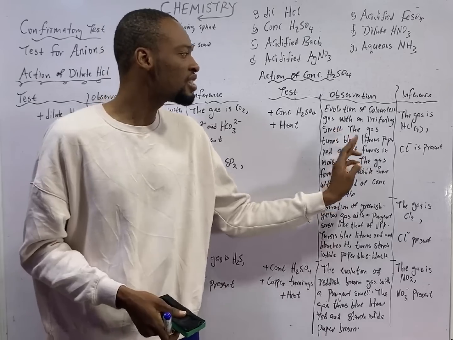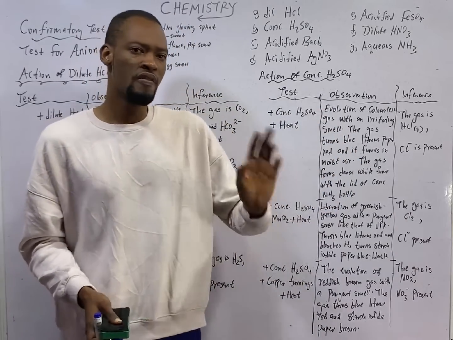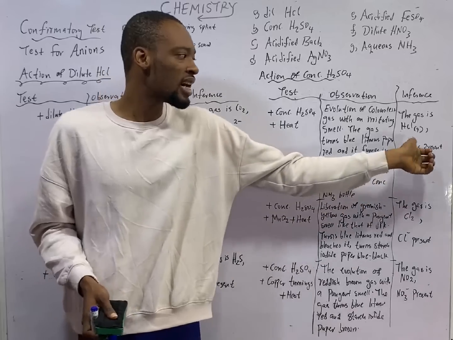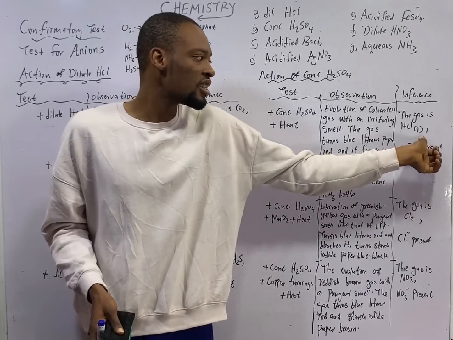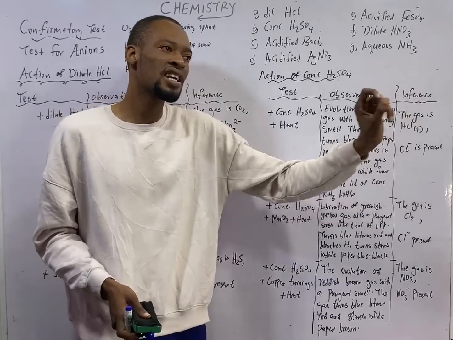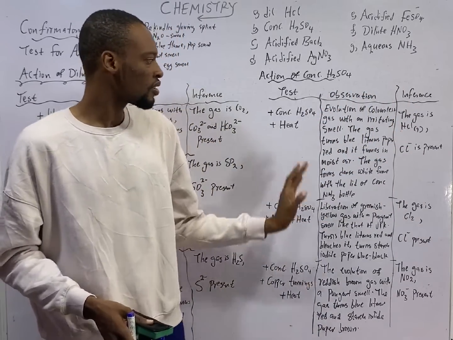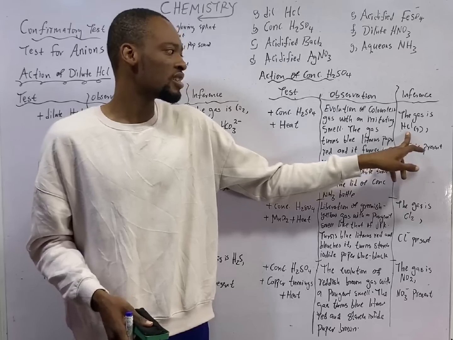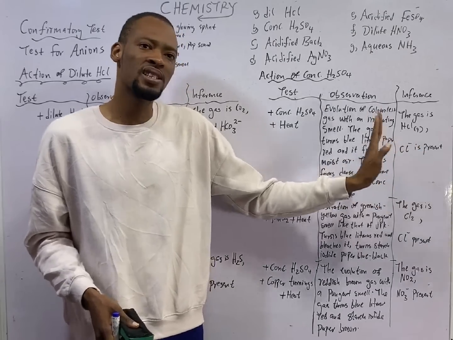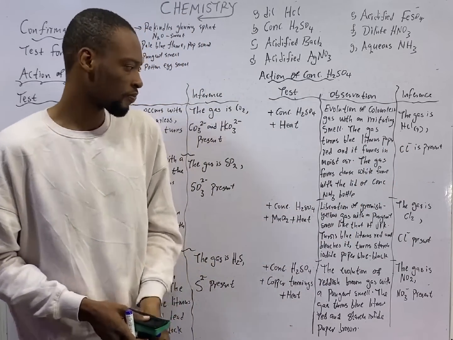Immediately you see irritating smell, know that we are talking of HCl gas, not hydrochloric acid, but hydrogen chloride. In gaseous state, HCl is hydrogen chloride. But if you see HCl (aq), that is hydrochloric acid. In this case, the gas present is HCl and the ion present is Cl-, chloride ion.